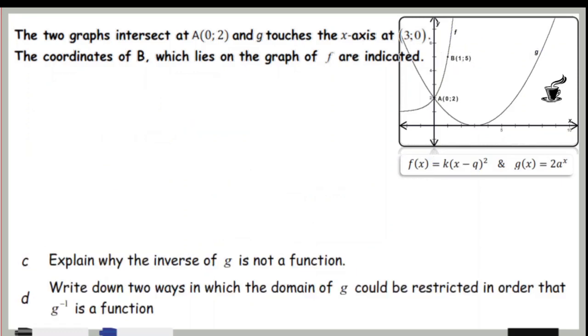C, explain why the inverse of g is not a function. Now I've got it right. Apologies to everyone involved. Why is it not a function? If we invert it, it's going to look something like that over there, at least the bottom part.